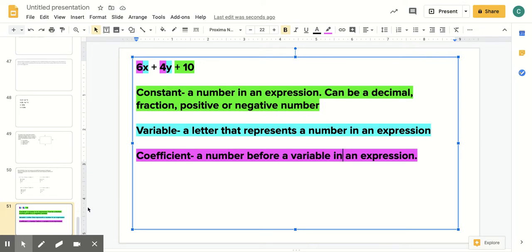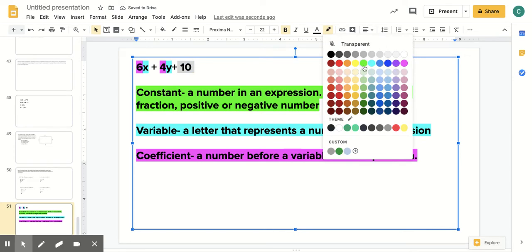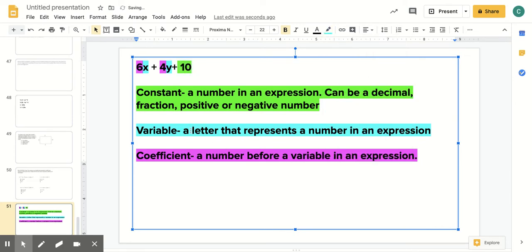Constants are numbers in expressions. The constants could be decimals, fractions, positive or negative numbers. So in the same expression, we could have the constant be 0.5. We could have the constant be 1/4, or this is something you'll learn about in sixth grade next year. The constant could be a negative number represented by a subtraction sign. But any number that stands alone, that doesn't have a variable next to it, is called a constant.